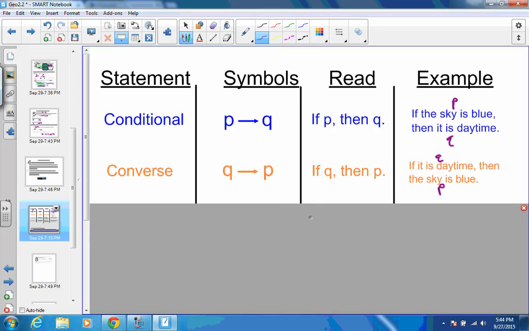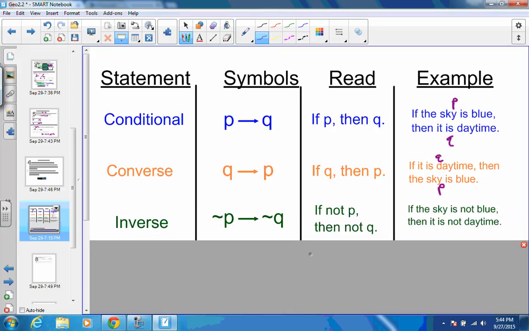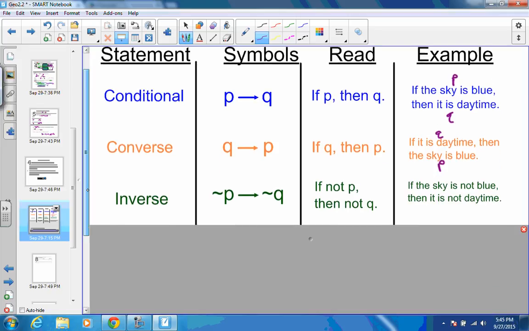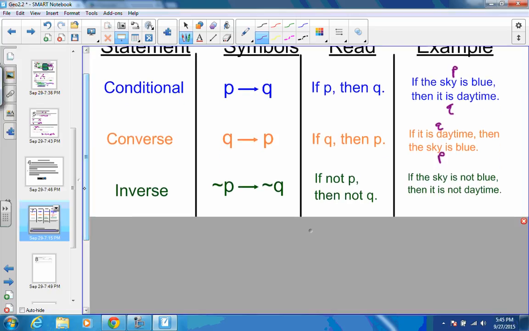It's going to be hard to keep the converse and the inverse separate. But the inverse has some negations in it. The inverse of a statement is saying if not P, then not Q. So let's say if the sky is not blue, then it is not daytime. And if the sky is not blue, say it's white, it could still be daytime. So that's not always a true statement either. But that's how you write the inverse of a conditional statement.